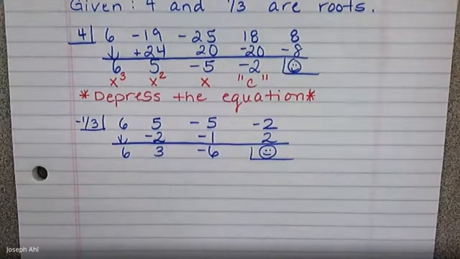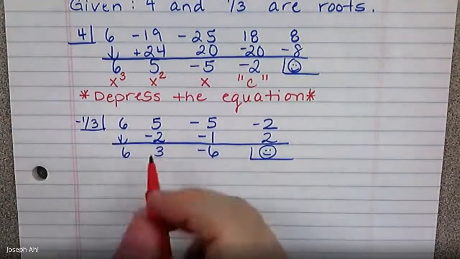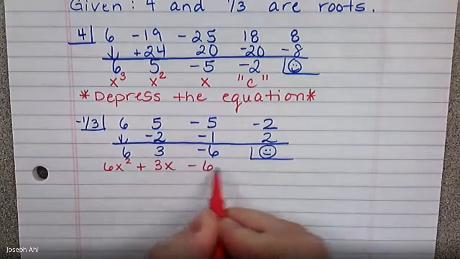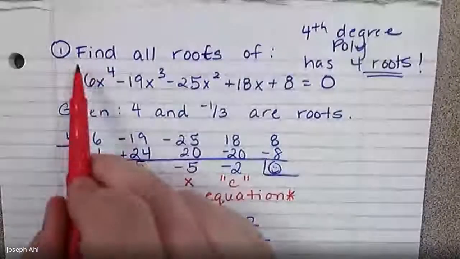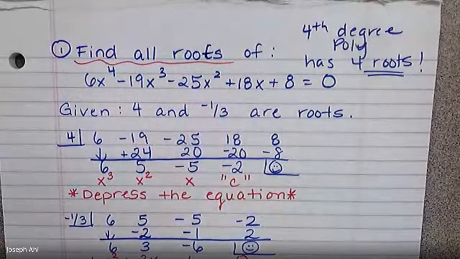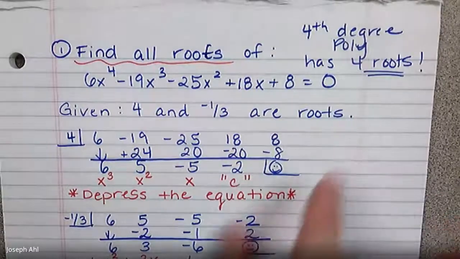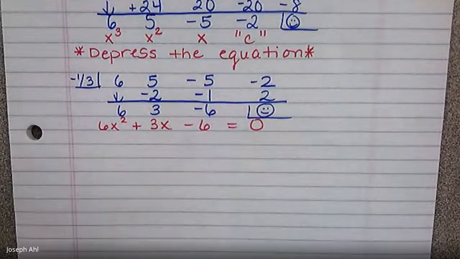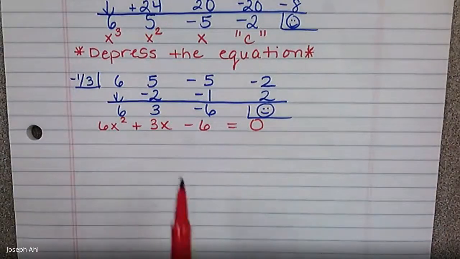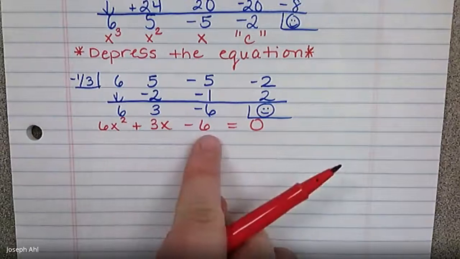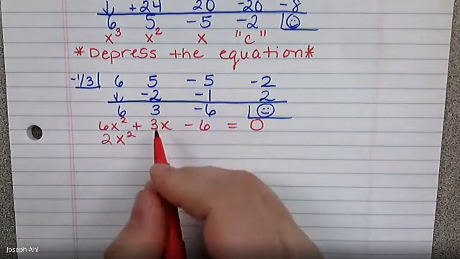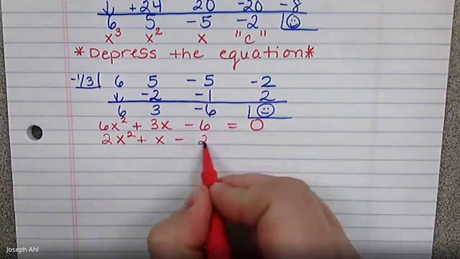Okay, now we're pretty happy because in the end, I do have a quadratic. This is now 6x squared plus 3x minus 6. And it did say to find all of the, not roofs, but roots up there. So to find all of them, I need all 4. Well, I know 4, I know -1/3. Take that quadratic and solve it. If I'm solving the quadratic, you are allowed to divide this GCF of 3 out if you'd like. So if I divide both sides by 3, I get 2x squared plus x minus 2 equals 0.